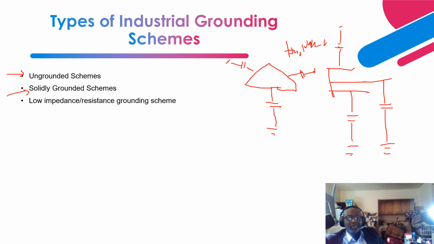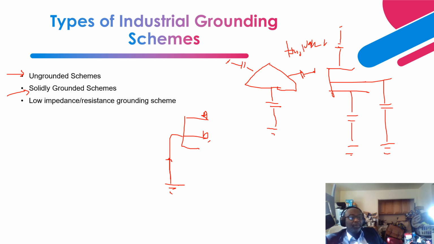Next is the solidly grounded scheme. An example is like this: if you have phase A, B, and C, then the neutral is connected directly to the ground. So it doesn't have any impedance in the path. This is what we call a solidly grounded scheme.